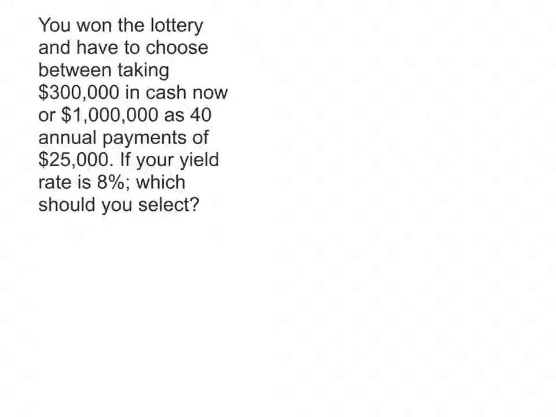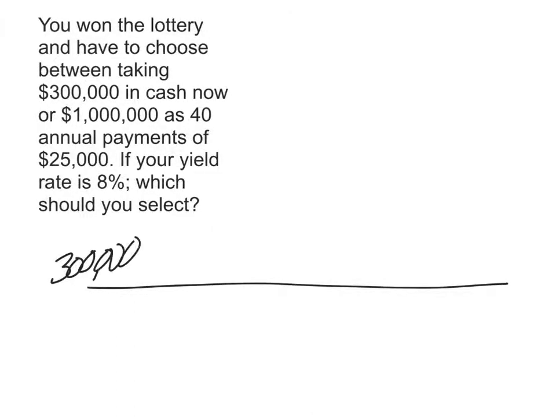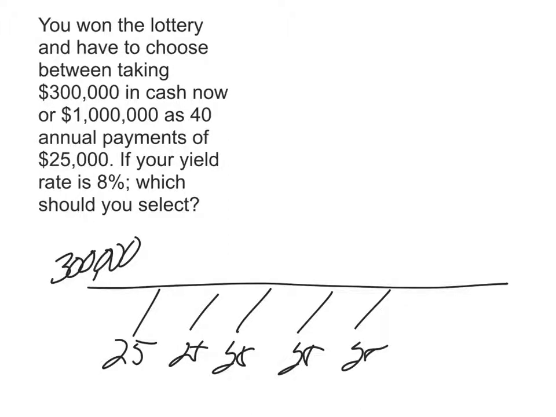So here's another decision. You won the lottery, and you have to choose between taking $300,000 in cash now or the $1 million that you won. The catch is the $1 million is paid over the next 40 years in annual payments of $25,000. So if your yield rate or your interest rate is 8%, which is better for you to select? So here's the idea. You know you're going to have $300,000 now, or you're going to have these $25,000 payments. And we need to know which is better.